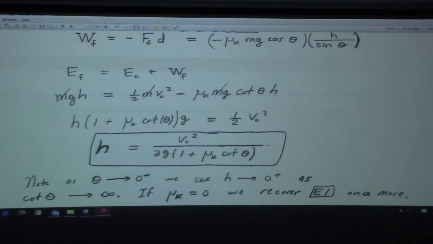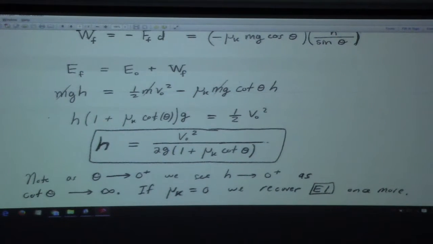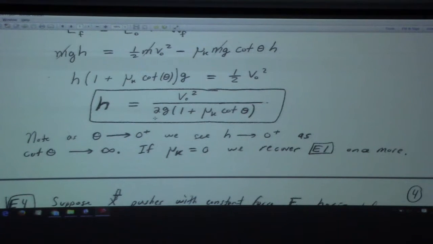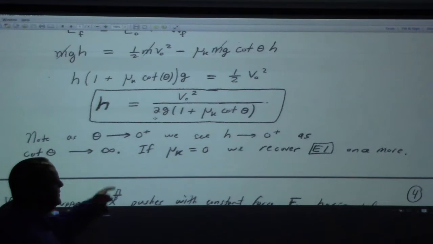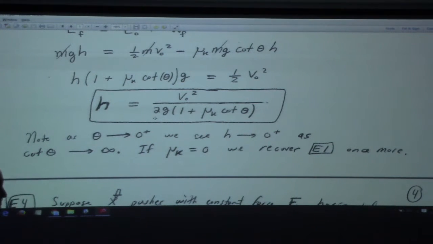Don't get too hopeful that this is a formula you could just copy onto a card and use without explaining. But there it is. And of course, it's fun to think about special cases. For example, when mu is equal to 0, we get v naught squared over 2g, which is what we found before.